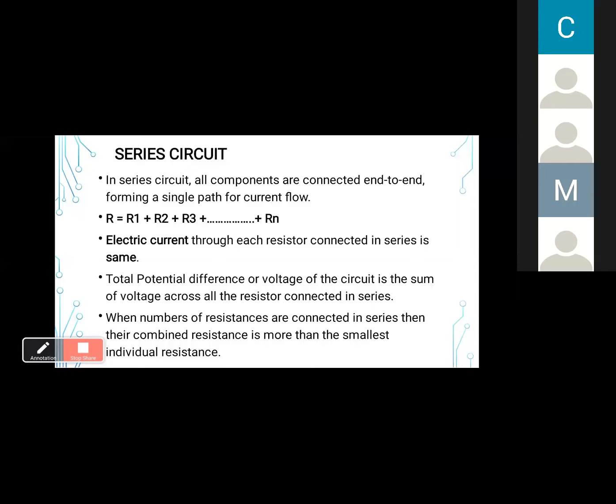Then what we discussed about the series circuit: in a series circuit, all components are connected end to end, forming a single path of current. This is how we can know that the components are connected in series. Resistance is the addition of all the resistances: R is equal to R1 plus R2 plus R3 and so on. The current is the same in all the resistances when connected in series, but the voltage is different. Whenever we want more resistance, we will connect in series.